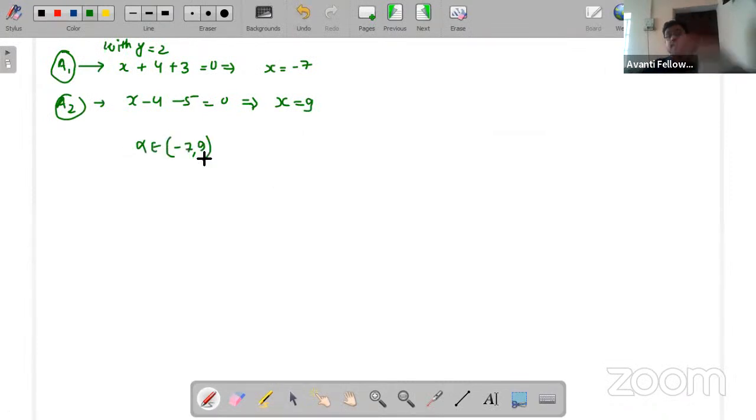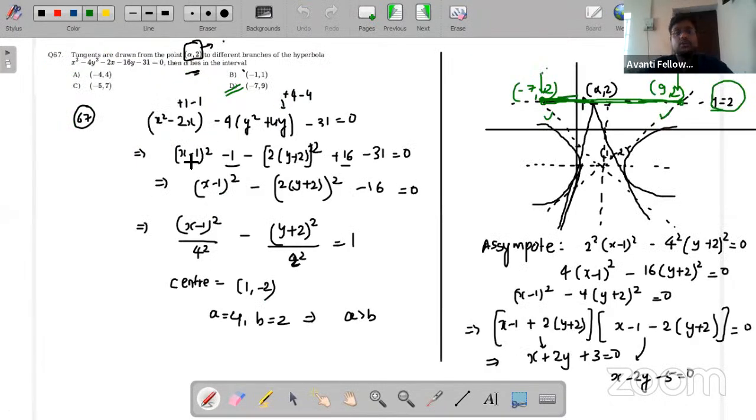I hope you understand the concept behind this question. What we need to do is first rearrange and write it in the standard form of the equation of hyperbola. Then we have to find the asymptotes, because if we are able to find the intersection of the asymptotes with the line y equals 2, we'll clearly be able to see where alpha should lie. Otherwise, beyond those two asymptotes, we can't draw two tangents on both the branches. Clear?